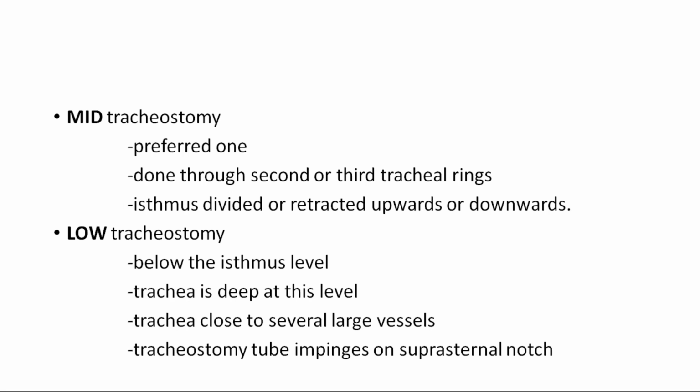Lower tracheostomy is below the isthmus level. The trachea is deep at this level, and it is close to several large vessels like the innominate artery, brachiocephalic trunk, and common carotids. These are the greater vessels present close to the lower tracheostomy area. Also, the tracheostomy tube impinges on the suprasternal notch, because in a lower tracheostomy the tube repeatedly impinges there, which can push the lower part of the tube onto the anterior wall of the trachea.